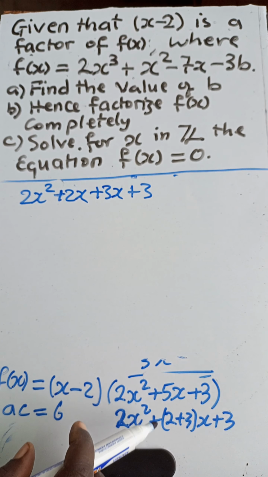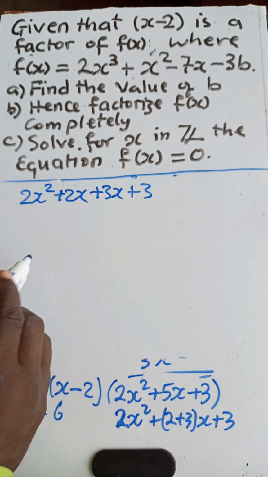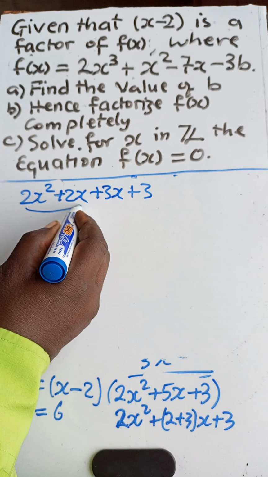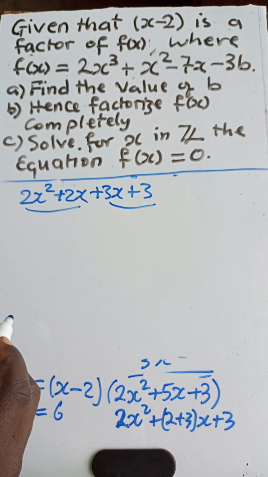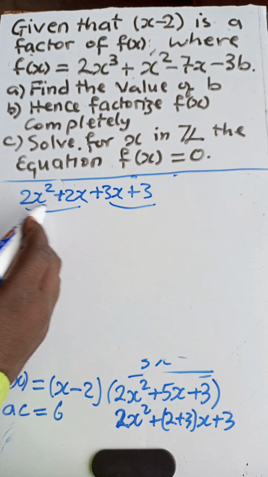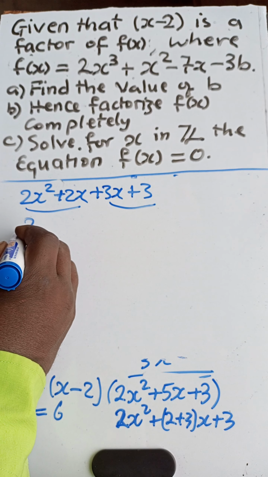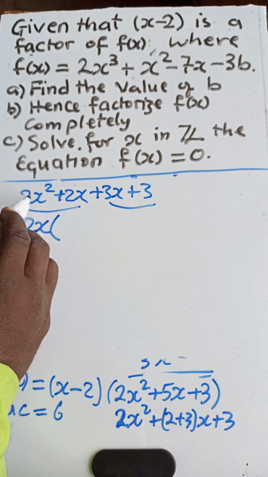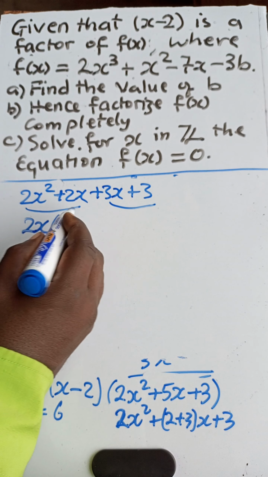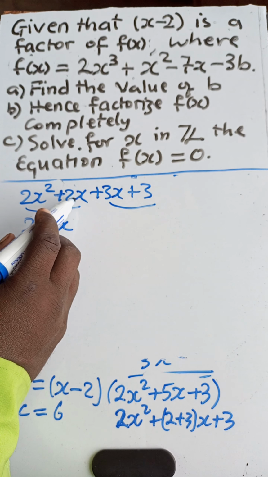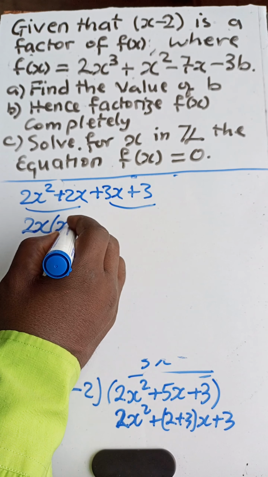We'll concentrate there to get the remaining two factors. Okay, so look at it. We consider the first two and then the next two. If we look at the first two, we see that 2x is common. So we can factorize out 2x. When we factorize out 2x from 2x squared, we have x. When we factorize out 2x from 2x, we get plus 1.